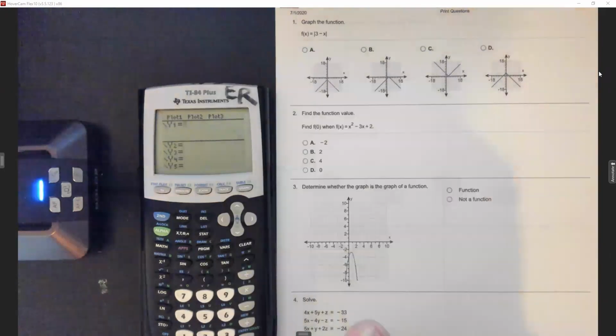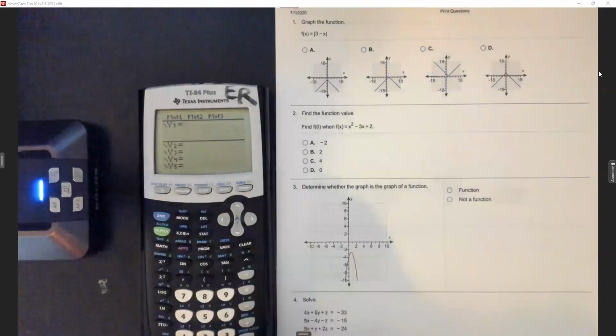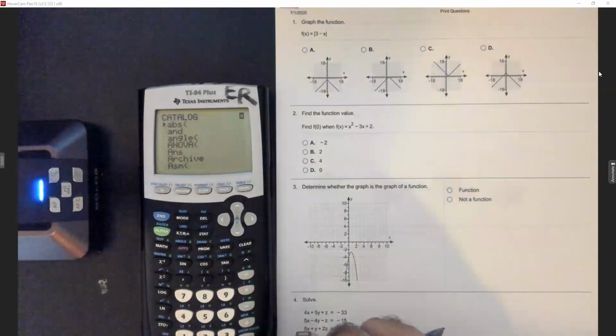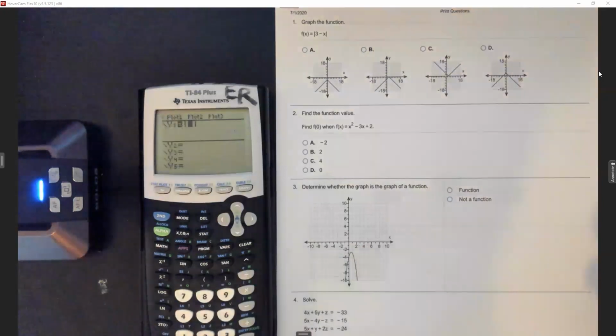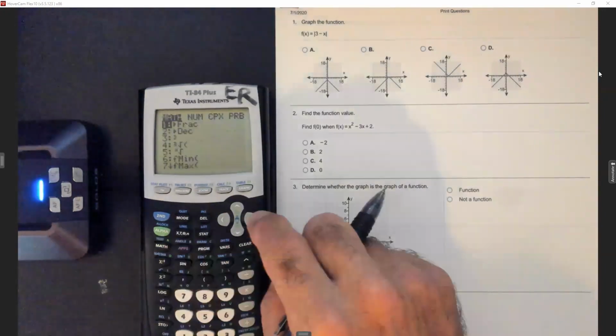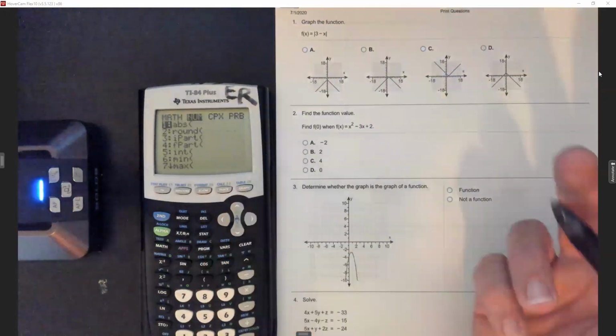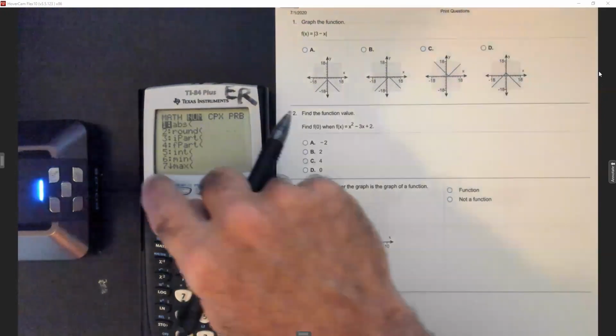So two ways to get absolute value. First way is you can hit second and the 0 to get the catalog. And ABS is the first thing you got. So you would hit enter on that, and it brings up your absolute value. Second way is to go through the math. Let's see, if you hit math and you arrow over to number, the first thing it has is the absolute value. So either way on that, okay?